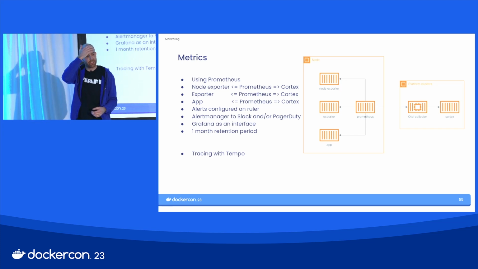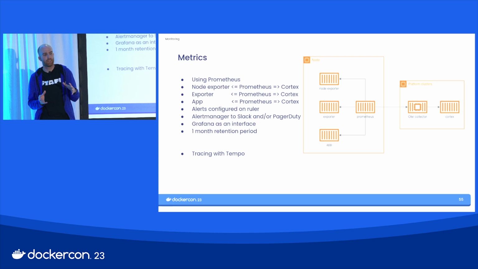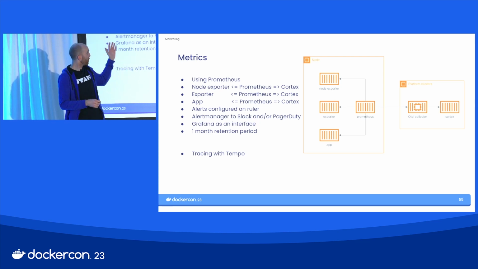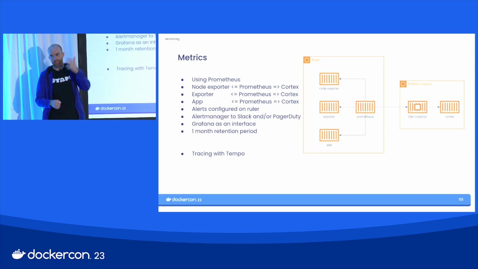For Cortex, the alerts are configured inside Cortex because it's where all the metrics are available. For that, it's using a component called the ruler, and the ruler will send the alerts to Alert Manager, and Alert Manager to some external service, or Slack and PagerDuty for us.